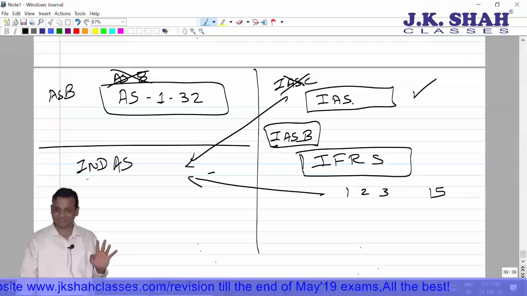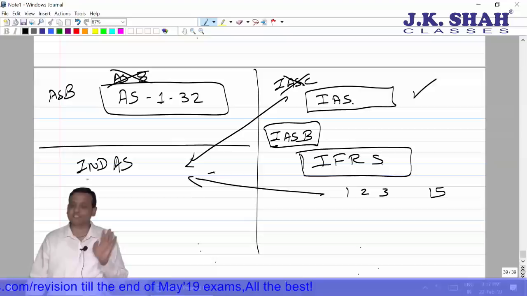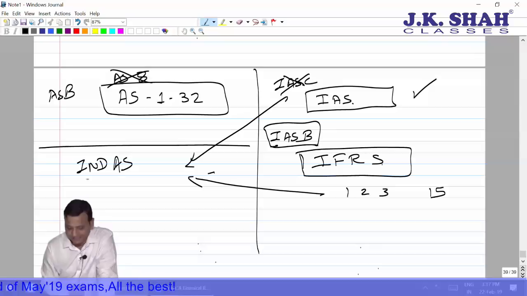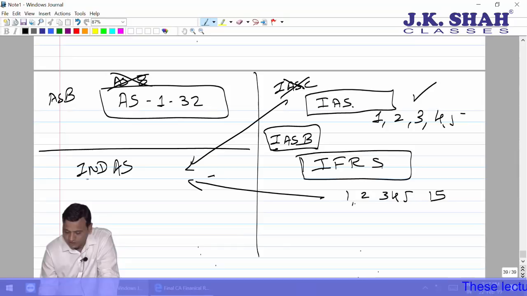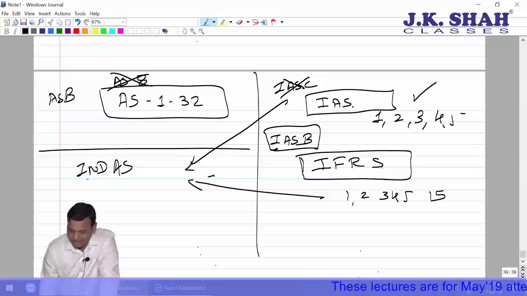They are still there, and IND AS is also there. Now see what happened. If I want to correlate with IAS, here they can give IAS 1, IAS 2, IAS 3, something like this. Here also they can give 4, 5, something, because the name is IAS 1, IFRS 1, both are different.